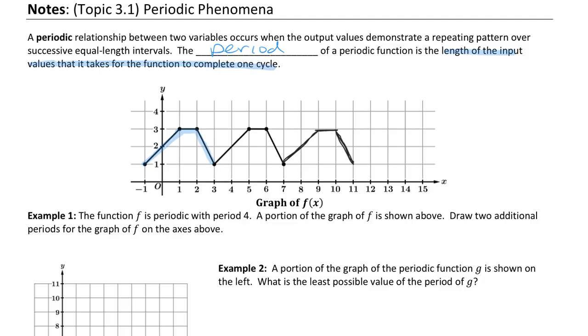We do one more because it asks for two additional periods, so we go from 11 to 13 diagonally, from 13 to 14 flat, and from 14 to 15 diagonally. And boom, we've drawn two additional periods on this function.